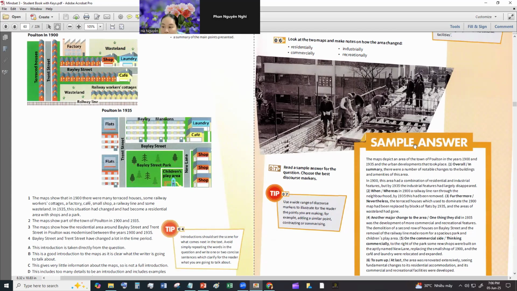Okay, Nghi, so please read the sample answer while looking at the map and then do exercise 7. Choose the best discourse markers. Bài này thì con cứ làm thoải mái vào file vào vở của con. Sau đó chúng ta sẽ tham khảo đáp án.